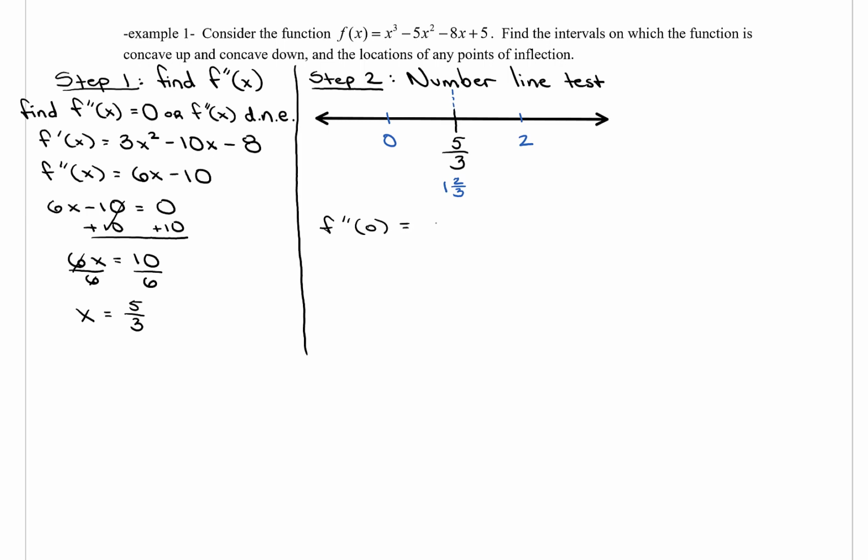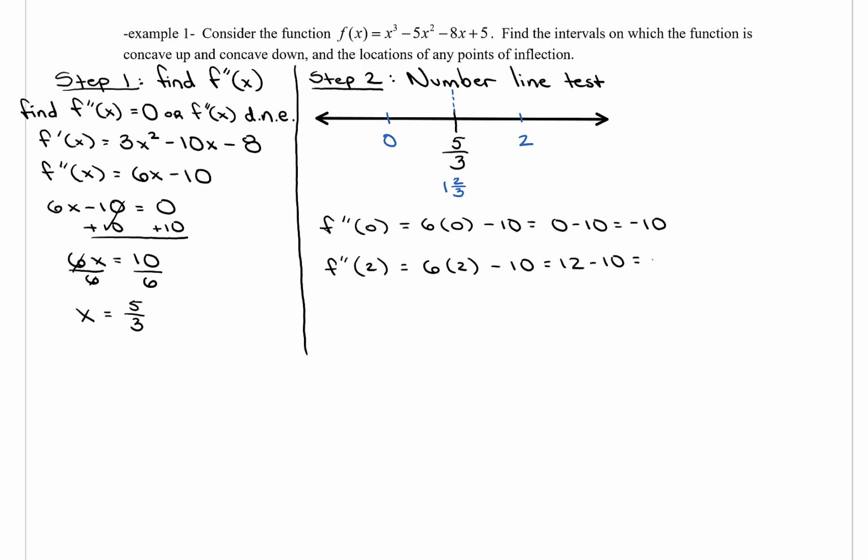And I'm going to substitute into my second derivative these test points. F double prime of 0 is equal to 6 times 0 minus 10, which is equal to 0 minus 10, which is equal to negative 10. F double prime of 2 is equal to 6 times 2 minus 10, which is equal to 12 minus 10, which is equal to 2.